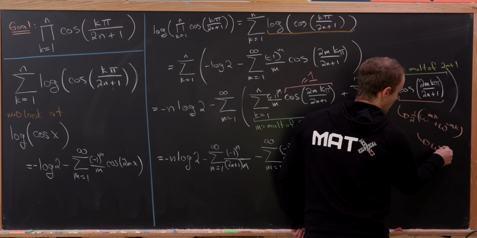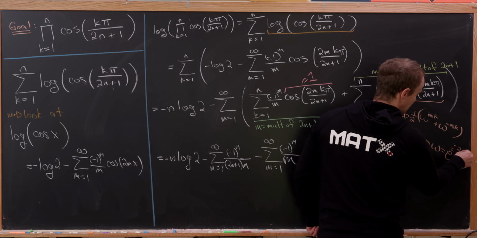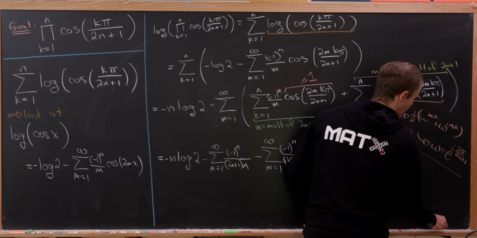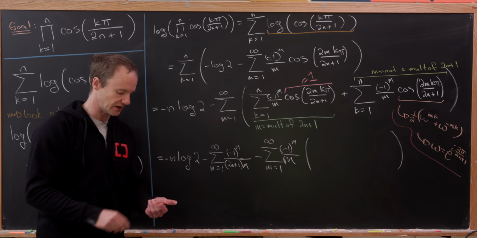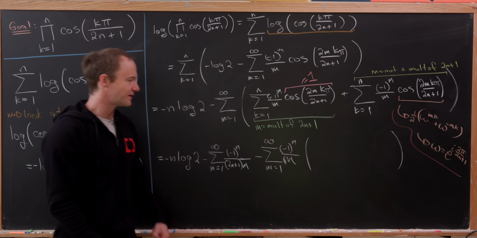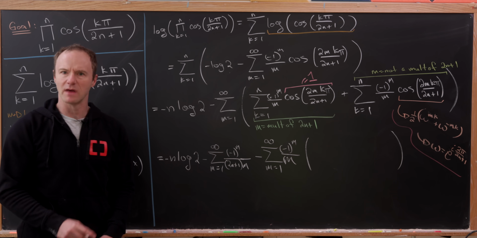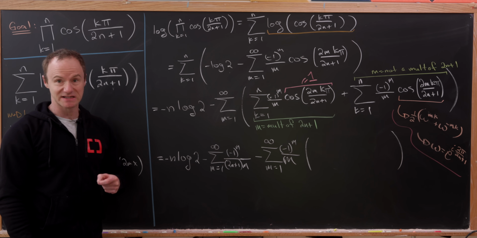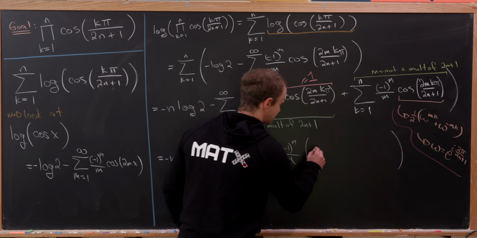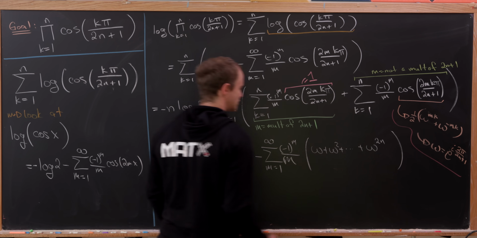And this is going to be when omega is equal to e to the i times 2 pi over 2n plus 1. So in other words, omega is a primitive 2n plus 1 root of unity. But now we're adding when m is not a multiple of 2n plus 1. So that's actually going to give us every power of omega in here, maybe in just a different order, except for omega to the 0. So in other words, we have something like this. We'll have omega plus omega squared all the way up to omega to the 2n.